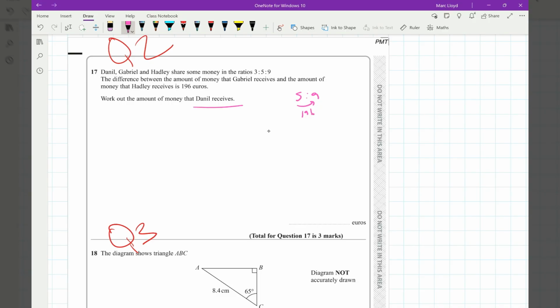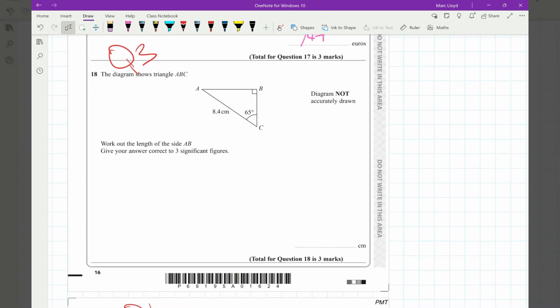So 9 minus 5 equals 4. The difference between the two is 196, meaning that one share, once I run this through the calculator, is 49. And then Daniel received 3 lots of those shares. So 3 times 49, 147. I'll check that on the calculator. Yep, 147 euros.